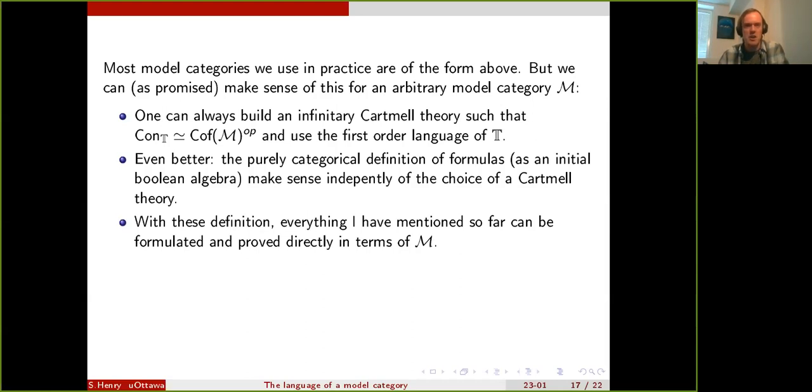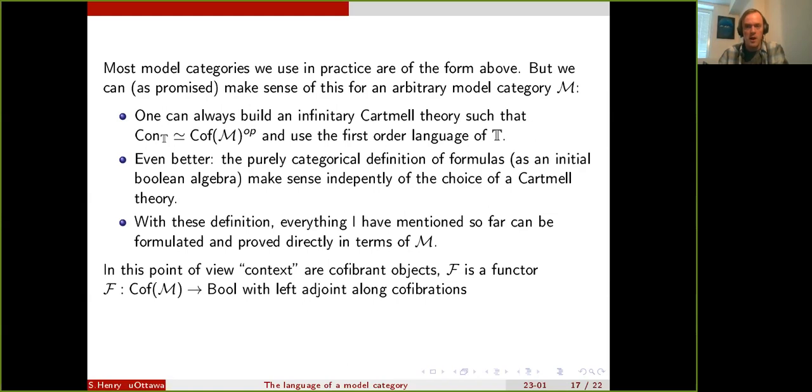And so with this definition, everything I've mentioned so far works exactly the same when proved directly in terms of M, without ever mentioning Cartmel theory in the first place. It's just less syntactical and purely categorical. So in this point of view, contexts are just cofibrant objects of M. Formulas are given by a functor that goes from the category of cofibrant objects to the category of small complete Boolean algebras, and you want to have left adjoints along cofibrations, so left adjoints of the functor for the functoriality along cofibration.